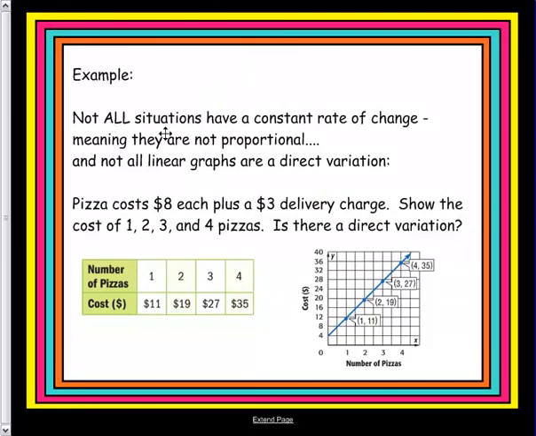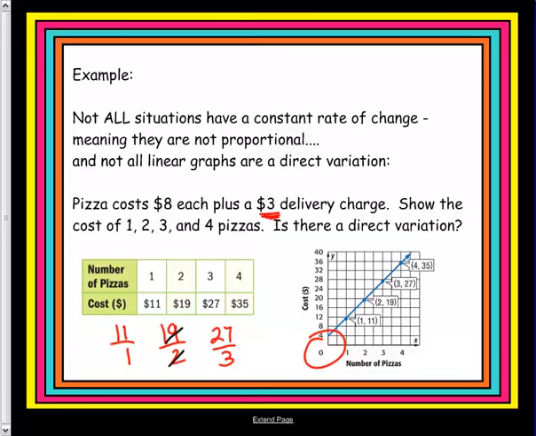Not all situations have a constant rate of change, and not all linear graphs are a direct variation. For example, if it's not a proportion, when it doesn't pass through the point of origin, that is not direct variation. There's a $3 delivery charge here that we're accounting for. So therefore, $11 for one pizza, $19 for two pizzas, $27 for three are not all equal ratios, okay?